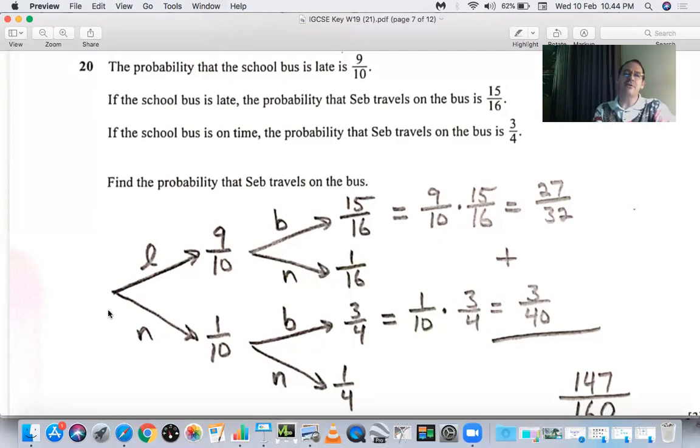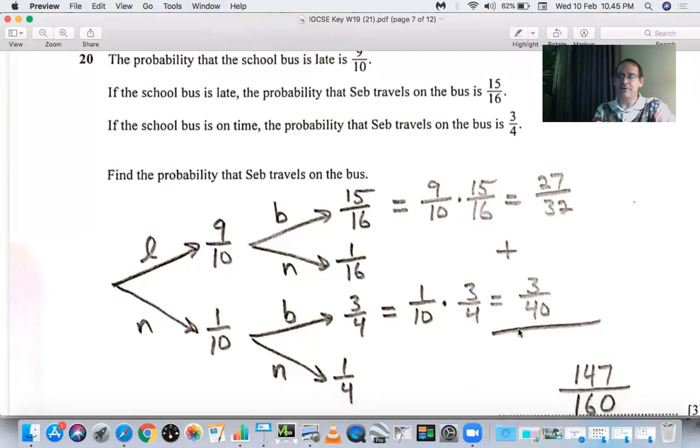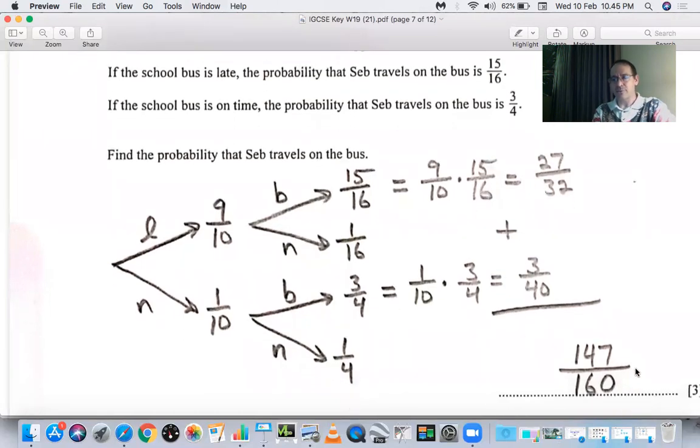So you're looking for all the pathways where Seb takes a bus. So that would be this one here, 9/10 times 15/16. What you do that on your calculator reduces to 27/32. And the other pathway where Seb takes a bus is 1/10 times 3/4. And that gives you 3/40. When you add those two together, it comes up to 147/160.